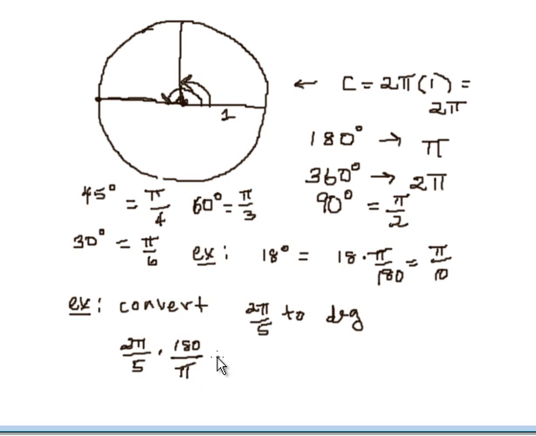All right, so here we have 2 times 180 over 5. That's equal to 180 divided by 5, which is 36, times 2, so 72 degrees.